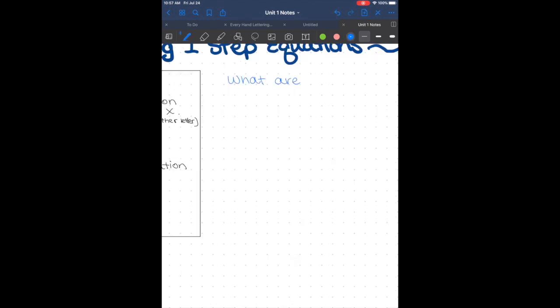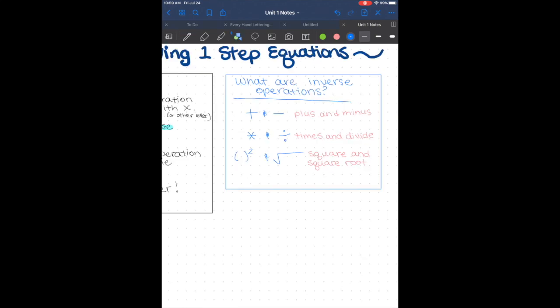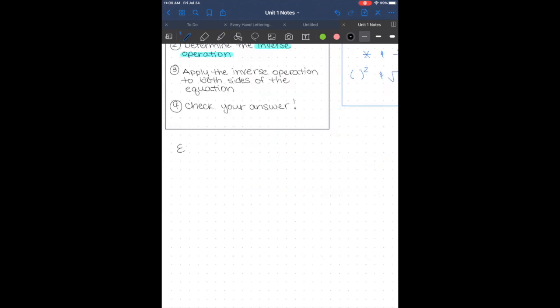So let's define what inverse operations are. The opposite operation of adding would be subtracting, of multiplying would be dividing, and of squaring would be square rooting. So we've got plus and minus, times and divide, square and square root. They are opposite or inverse operations.